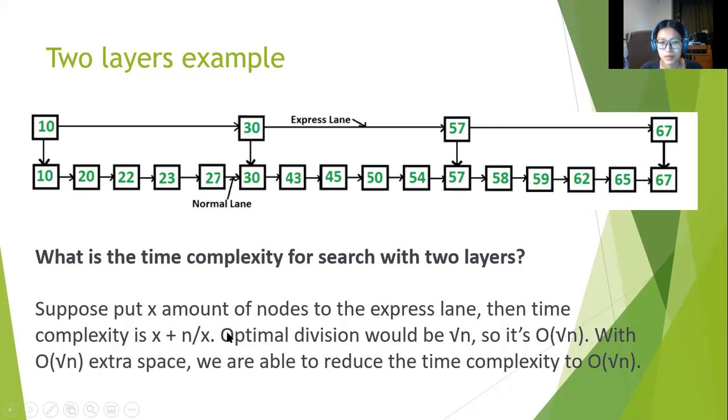And with some basic mathematics, we can know that the optimal division would be square root n, and the time complexity would be square root n plus n divided by square root n. That's 2 times square root n. But then the big O will still just be square root n. So with the number of nodes in the express lane as the extra space, we're able to reduce the time complexity to O(square root n).